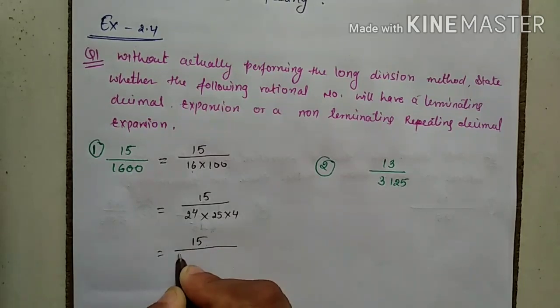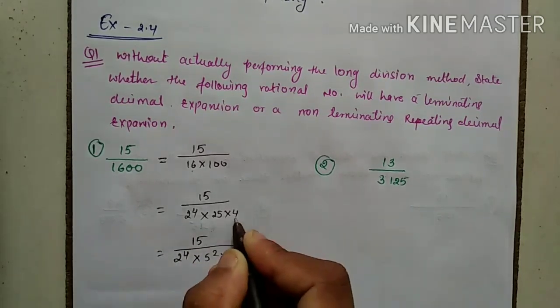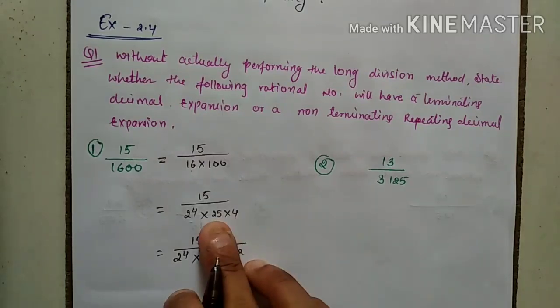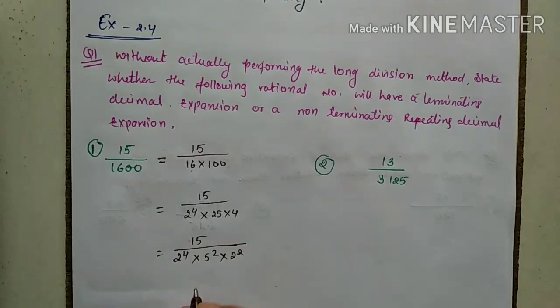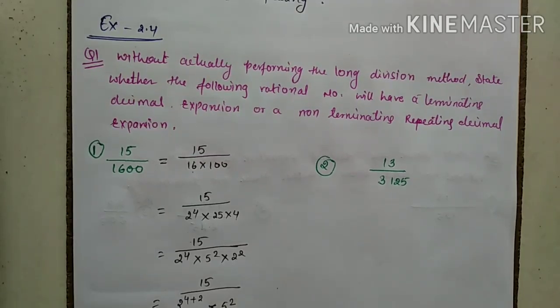15 by 2 to the power 4 into 5 to the power 2 into 2 to the power 2. As you know, this is the square of 2. This is the square of 5. This is already converted. Now you can see if the bases are the same, the powers will be added. We have done this in the 9th class. So 2 to the power 4 plus 2 into 5 to the power 2. What am I getting? 15 by 2 to the power 6 into 5 to the power 2.